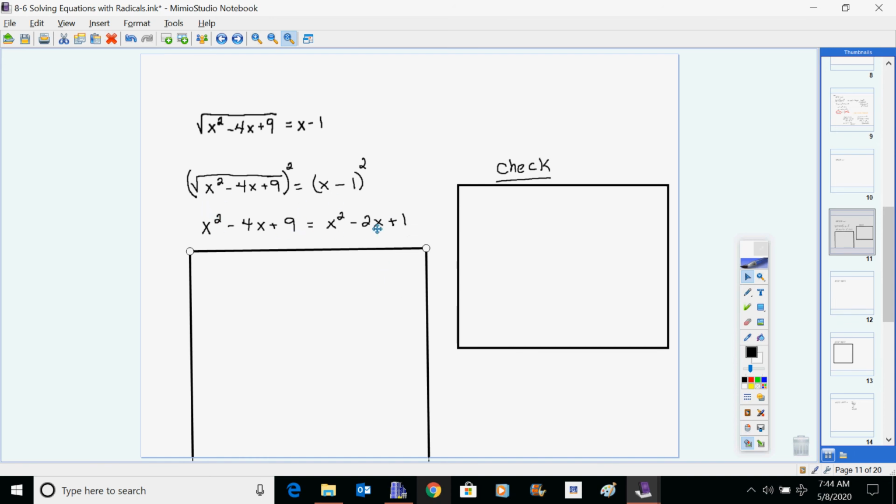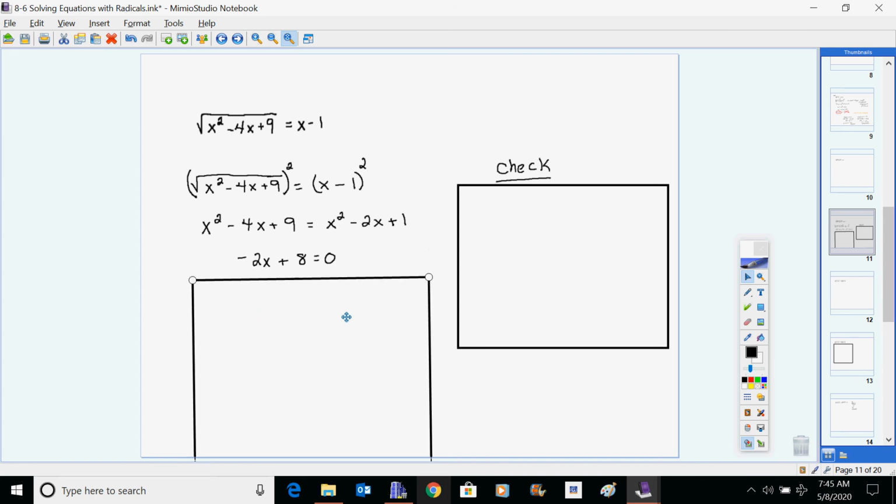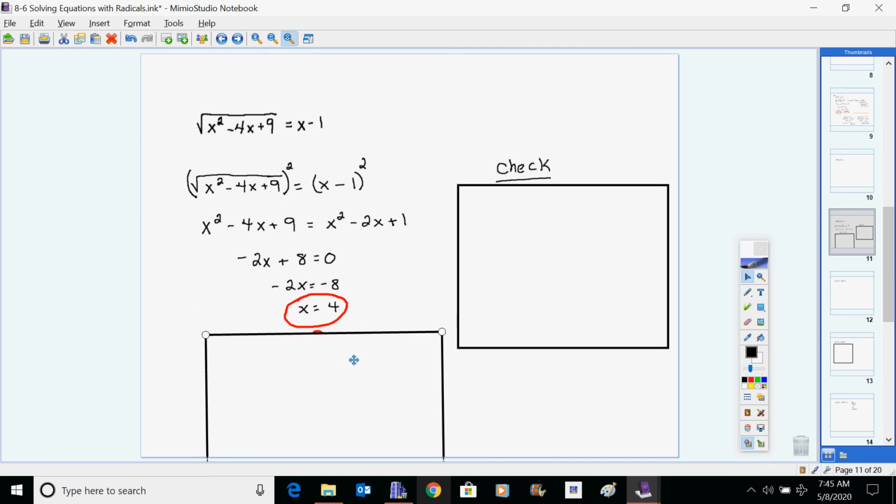I then have quadratics in play, so I want to make a 0 on one side or the other. So if I subtract x squared from both sides, then they completely eliminate. If I add 2x to both sides, I get negative 2x. And if I subtract 1 from both sides, I get 8. And that gives us a 0. And then I can subtract 8, bring it back over, and very nicely get x equals 4.